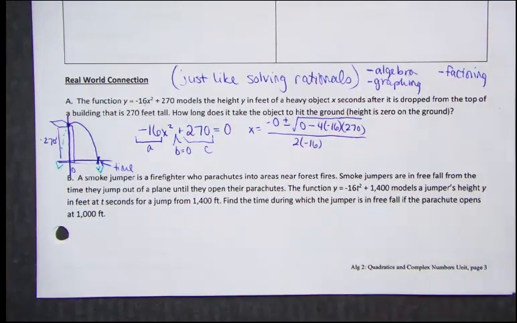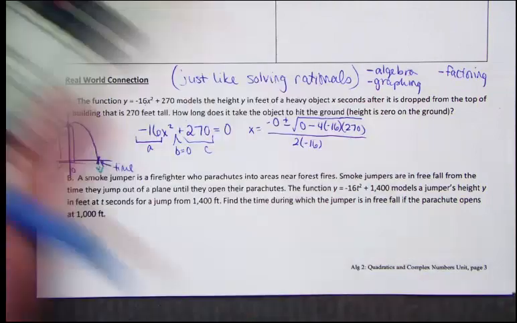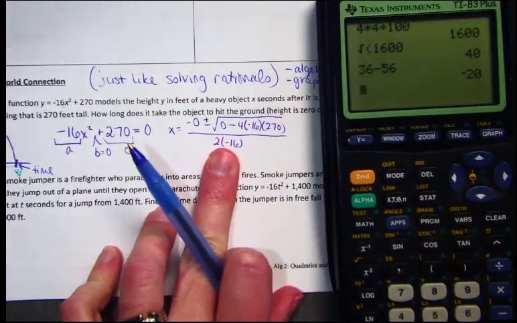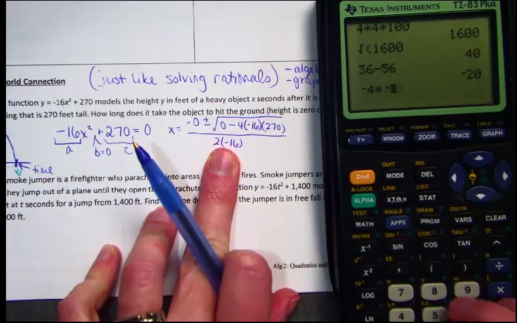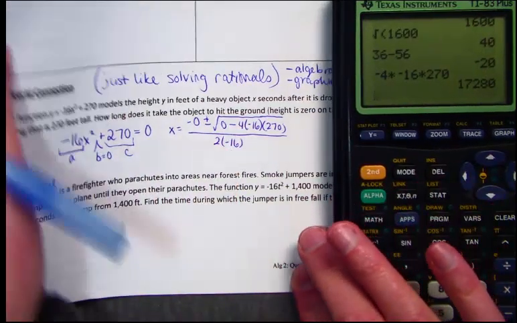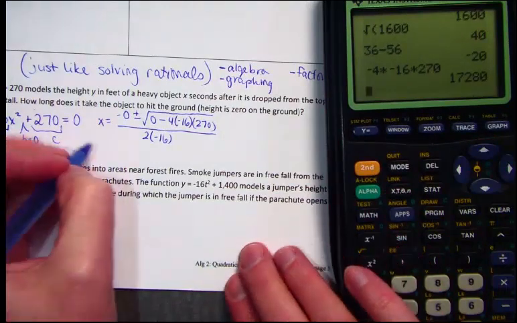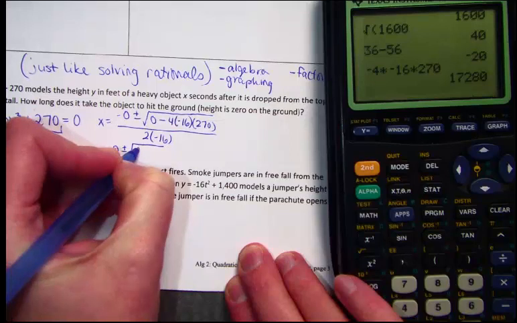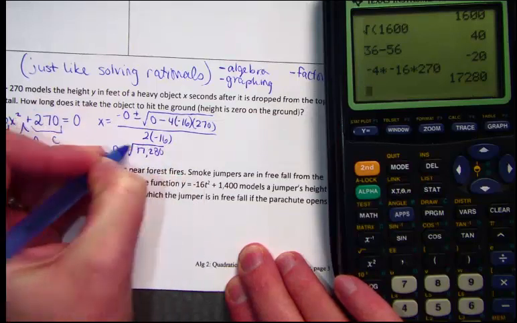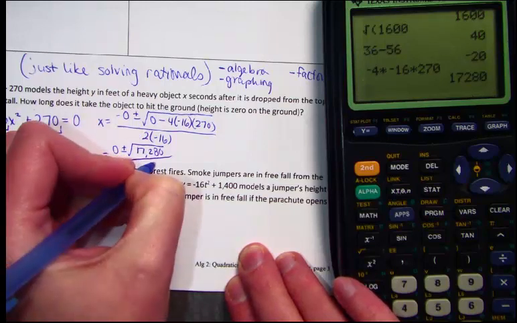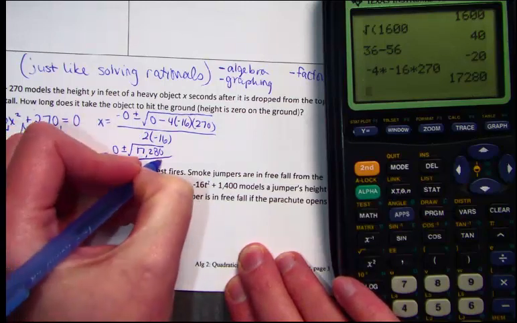Now I need to start seeing what kind of information this simplifies to. So I need to know, what does negative 4 times negative 16 times 270 equal? 17,280. 0 plus or minus the square root of 17,280 over 2 times negative 16. In my book, that's negative 32.